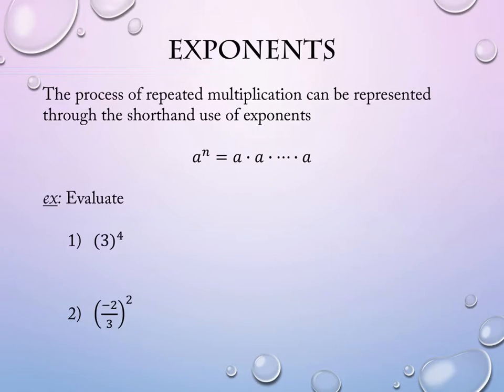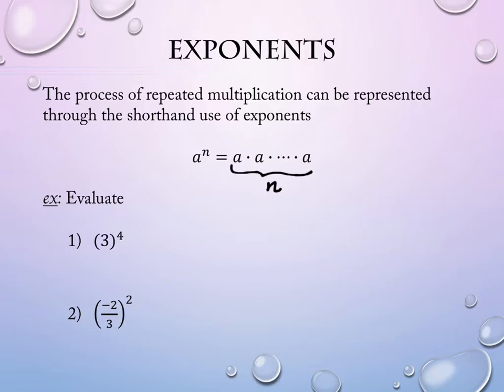To start with, exponents is the process of repeated multiplication, and it can be represented through the shorthand use of powers, of exponents. So when you have n items being multiplied, you can represent that as a to the power of n. So exponents really are just a shorthand in mathematics. But to be honest, multiplication is also shorthand for addition. So we use shorthand stuff all the time in math to make it easier for us, less writing, things like that, when we're working through items.